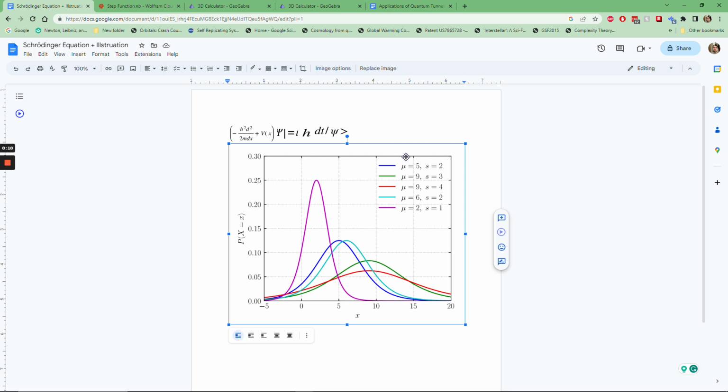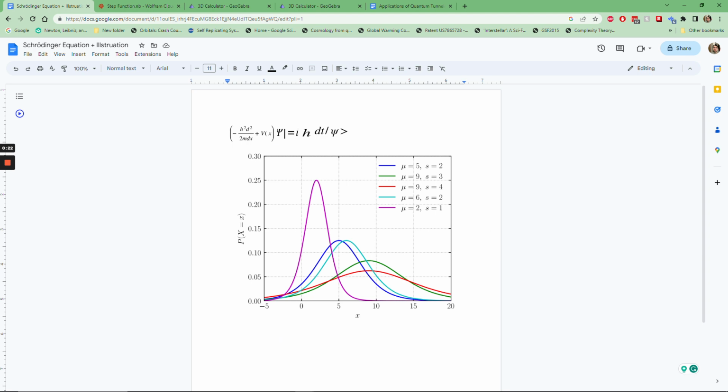In this video, we're going to cover the Schrodinger equation in order to explain how the quantum tunneling effect works. We're first going to go over the equation, then we're going to go over an illustration of how the quantum tunneling effect would happen in real life, and then see its practical applications.